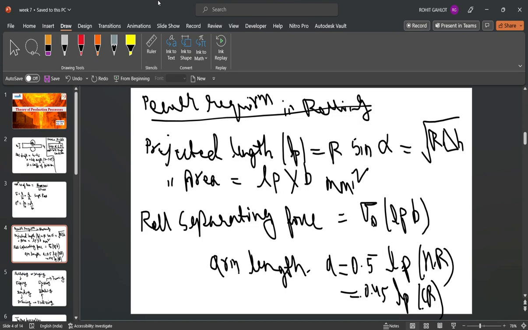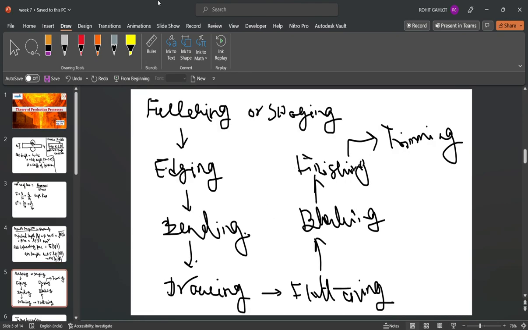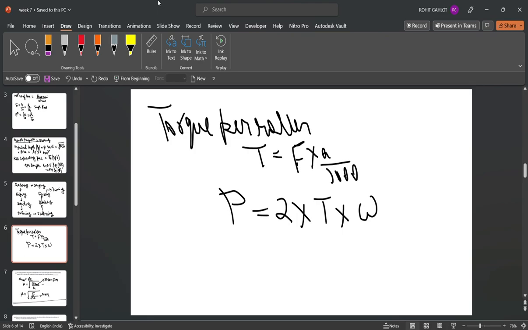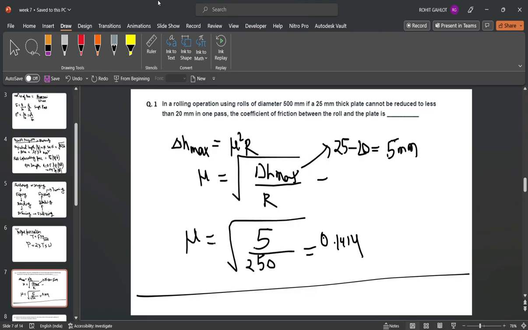After that, I wrote how we can calculate the power requirement in rolling. Power required in rolling can be calculated by first calculating the projected length, given by Lp, which is R sine alpha, or root of R delta s. Then after finding the projected length, we find the projected area, then the projected force, and then the arm length. After that, I discussed the different operations in forging: firstly fullering, followed by edging, bending, drawing, flattening, bending, finishing, and then trimming.